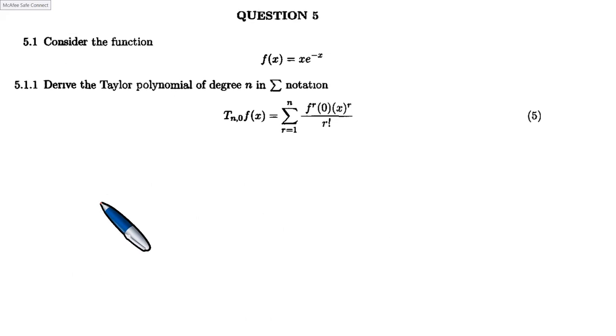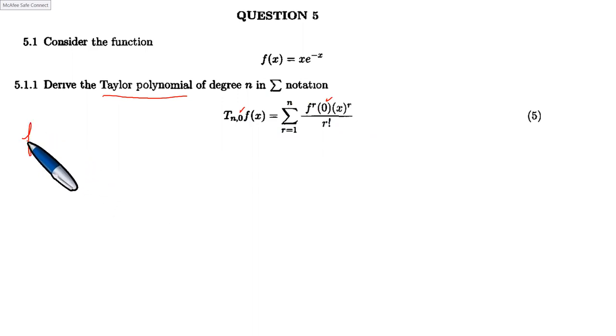Right, so we are given the function f of x equals x times e to the minus x. And what is the question? We derive the Taylor polynomial of degree n in sigma notation. And so, this is how we proceed. Right, to find the Taylor polynomial of degree n in that form, you note, therefore, that this one here is about zero. So we find the derivatives.